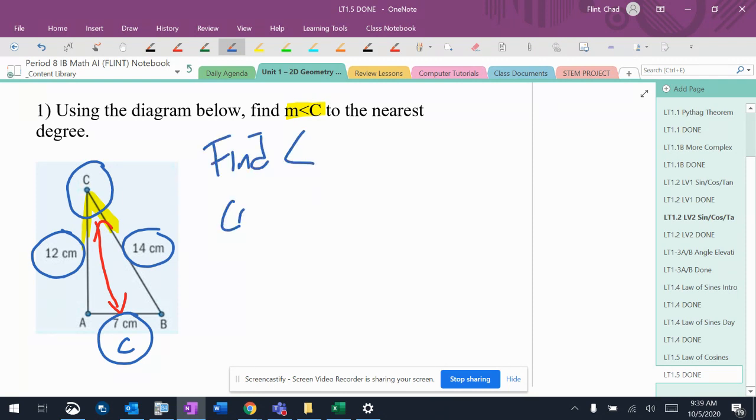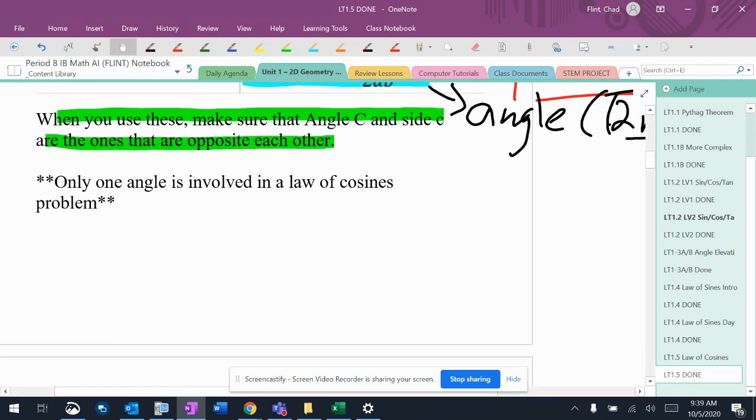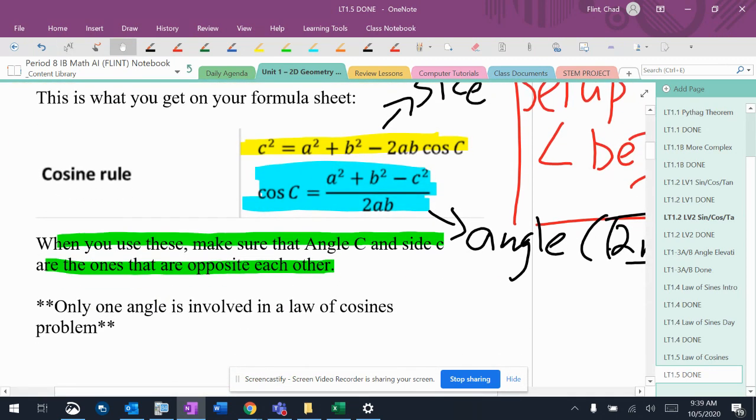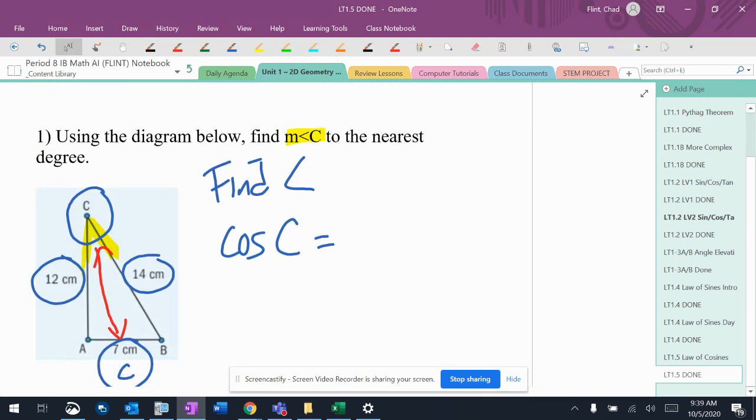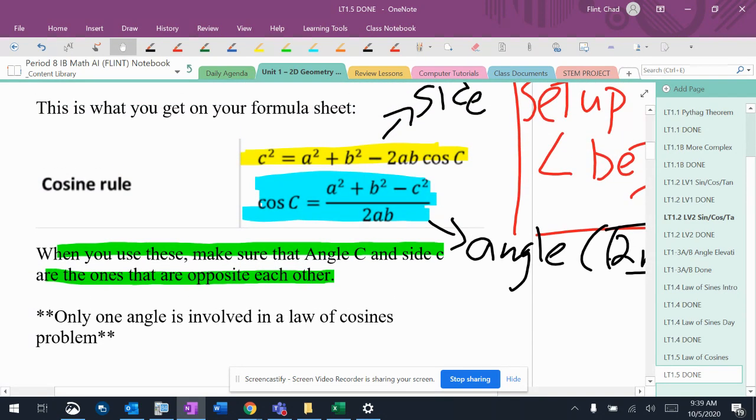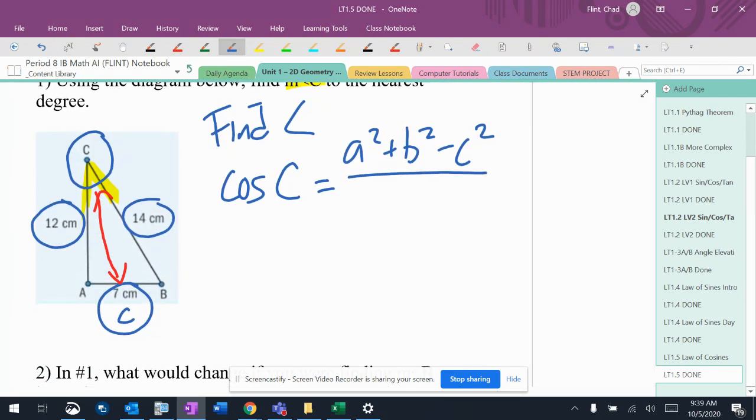So I'm going to use the formula for finding an angle. Cosine of C equals, and I actually do not have this one memorized, so I'm going to scroll up here. It's a squared plus b squared minus c squared over 2ab. And all this is, it's taking the other equation, c squared equals a squared plus b squared minus 2ab cosine C, and rearranging it so that it's solved for cosine.